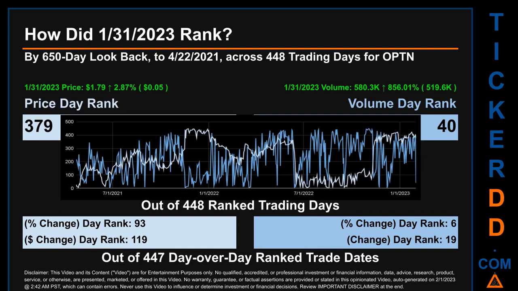The price's day-over-day percentage change, jumping 2.87% on January 31st, 2023, had a day rank of 93, while its dollar difference of 5 cents had a rank of 119 when compared day-over-day across 447 trading days. Volume's percentage change and difference were ranked respectively at 6 and 19.